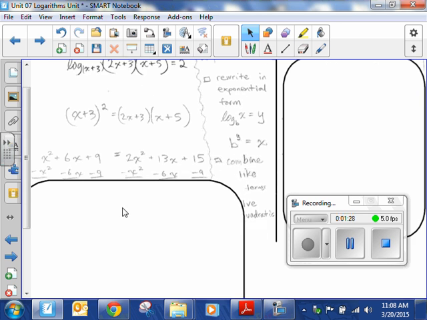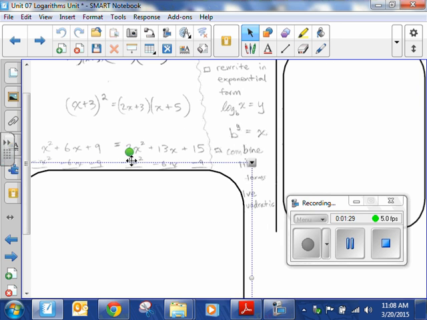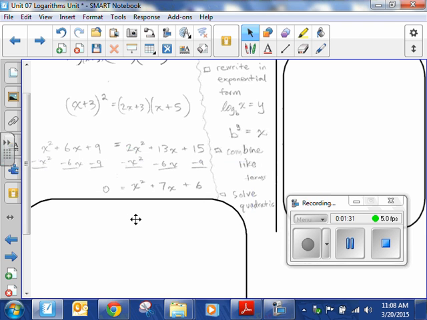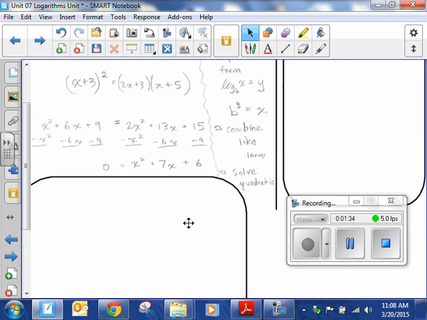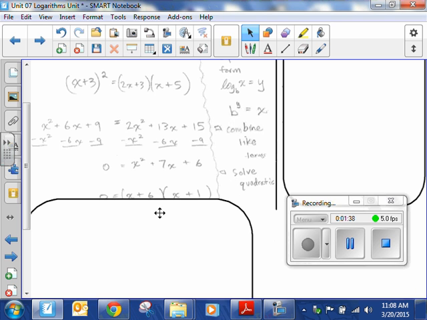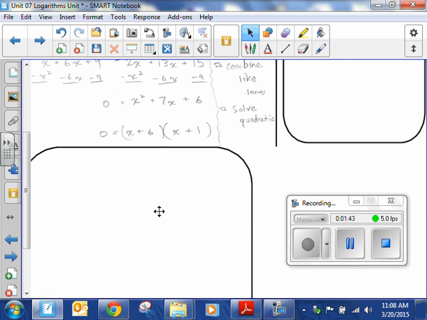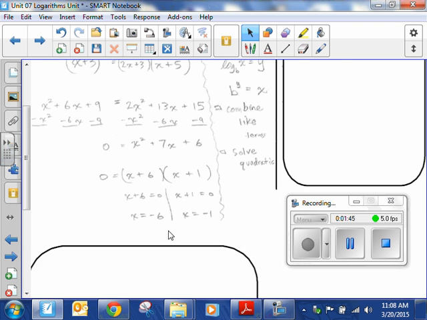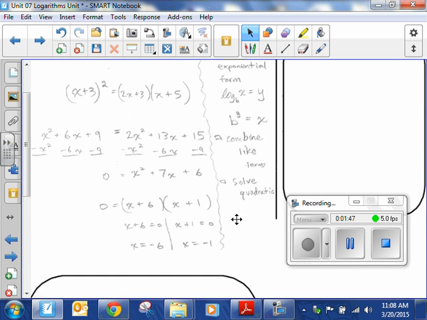So we subtract, and we end up with 0 equals x squared plus 7x plus 6. We factor. X plus 6 times x plus 1 equals 0. And our solution set is -6, -1.